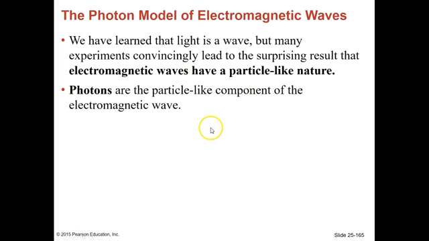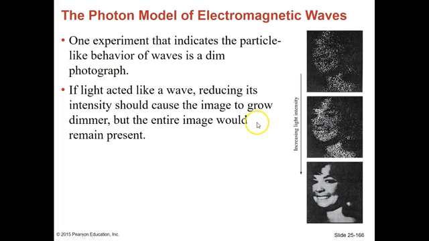Hey, this is Horner. We're going to look at a couple different things. We're going to look at the photon model of electromagnetic waves, and then we're also going to look at the electromagnetic spectrum. We have talked a little bit about light as a wave, but a lot of evidence and experiments let us know that electromagnetic waves can also have a particle-like nature. We've seen that in the photoelectric effect a little bit, which we'll do more with later on. Photons are basically just particle-like components of that electromagnetic wave.